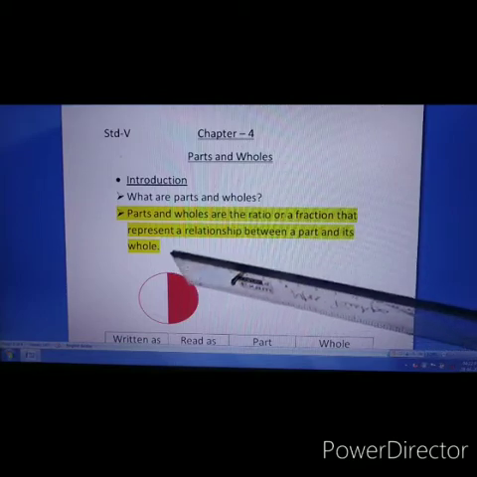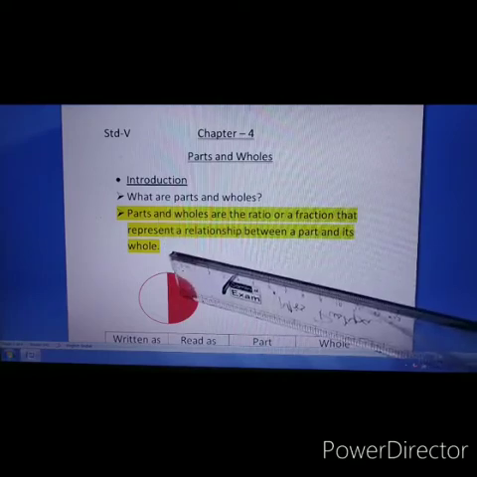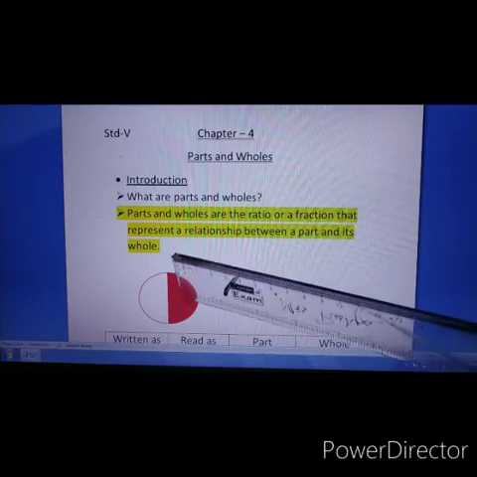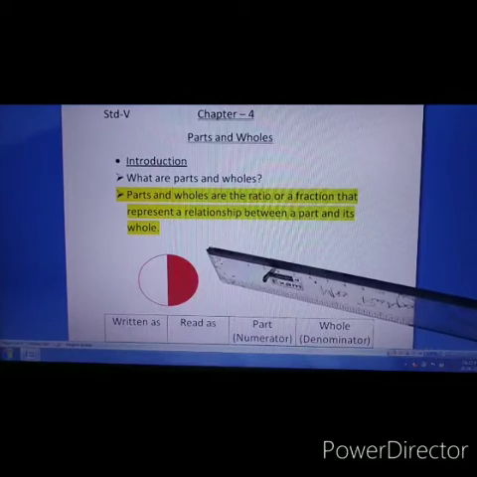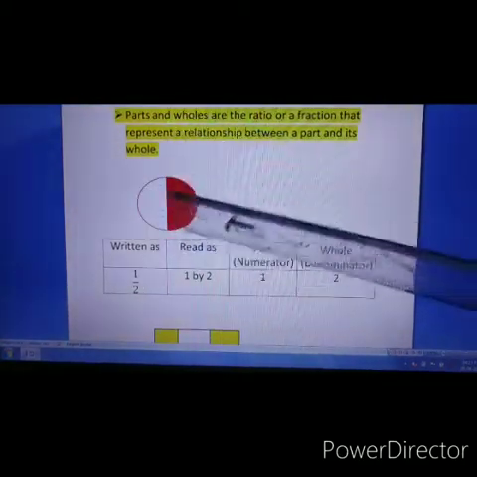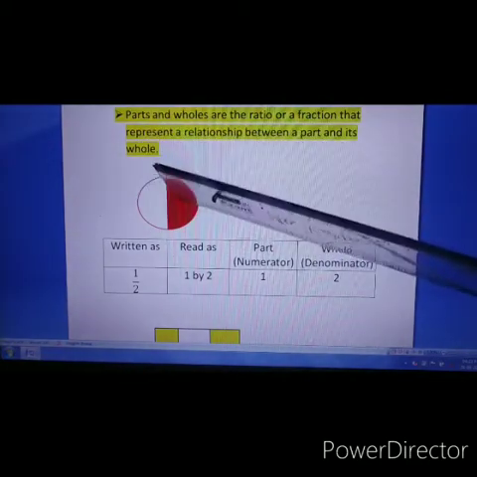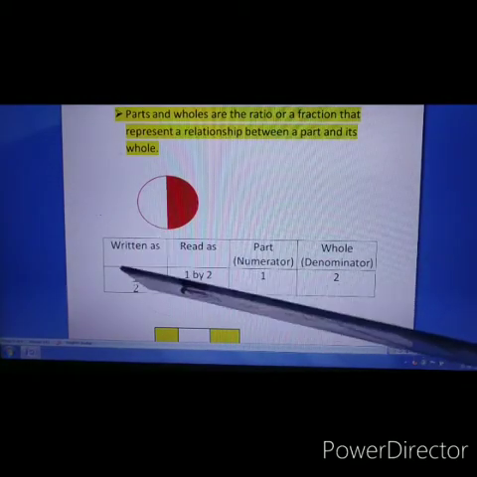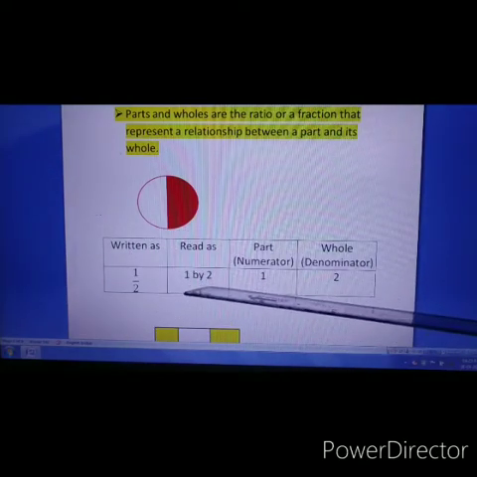Here first I have drawn a circle and I have divided that circle into two equal parts and one part I colored. The colored part we can say that this is the part of the whole portion, or this is the selected part. This is the numerator, and the whole part we can say is the denominator. This fraction we can write as 1 by 2 or 1 upon 2. This way we can write and read it as 1 by 2.